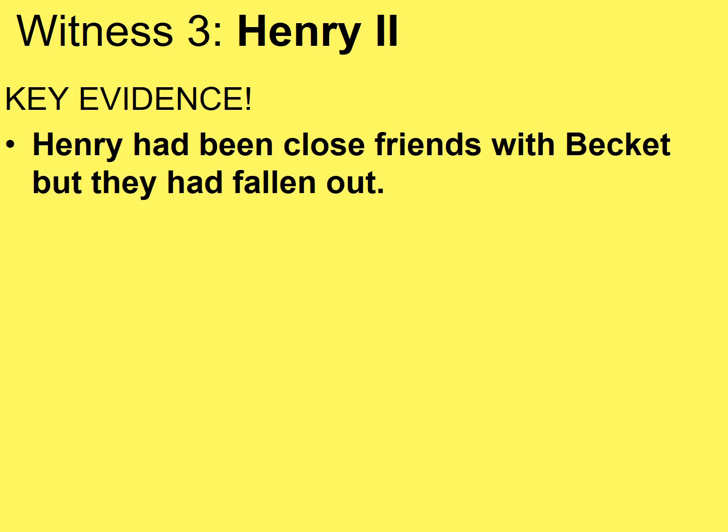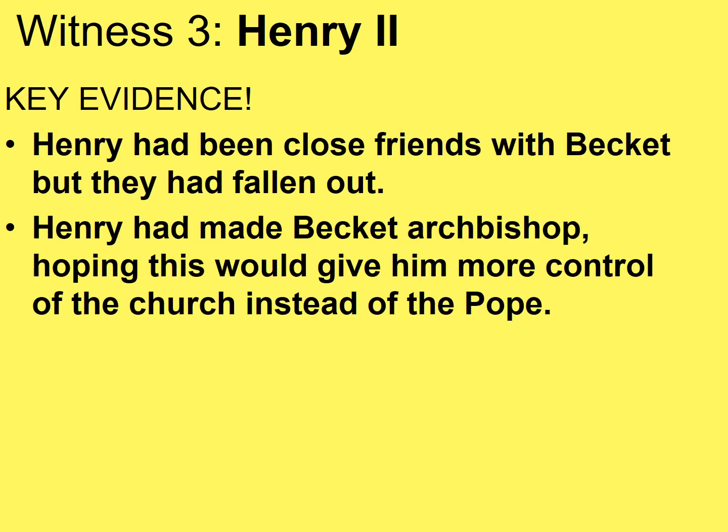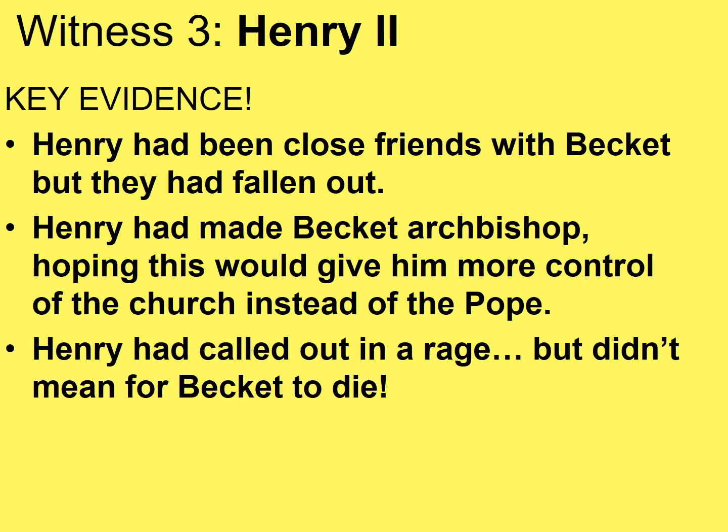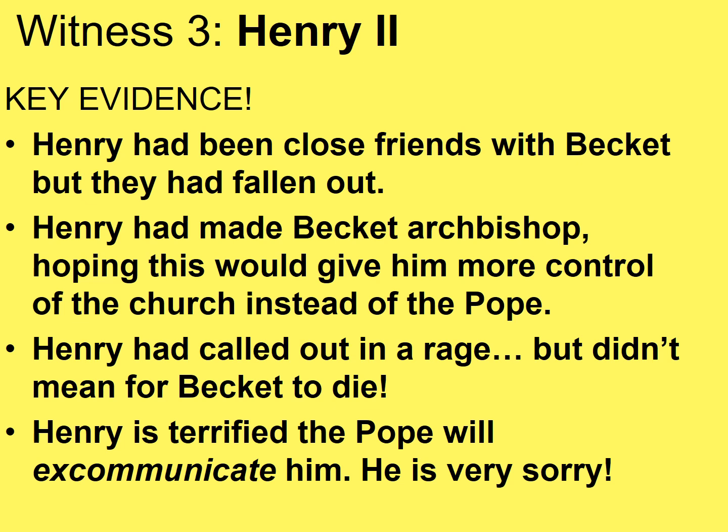So let's have a look at our key evidence for King Henry II. Henry had been close friends with Becket, but they had fallen out. Henry had made Becket Archbishop, hoping that this would give him more control of the church instead of the Pope. Henry had called out in a rage, but didn't mean for Becket to die. And Henry is terrified now that the Pope will excommunicate him and possibly the whole country itself, so he's very sorry for what has happened. Pause the video while you make notes of the key evidence.